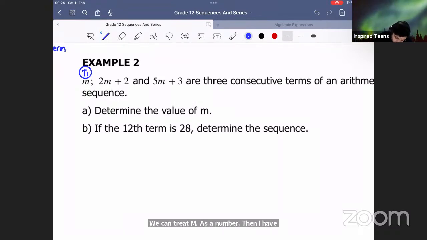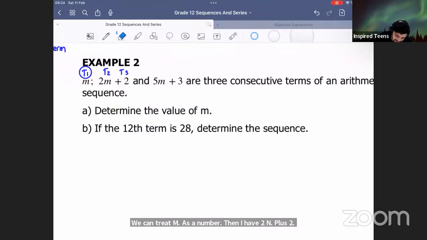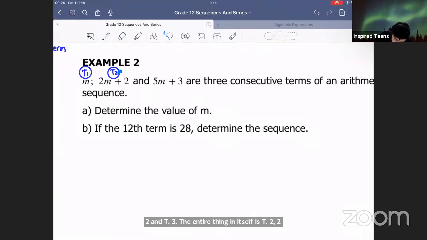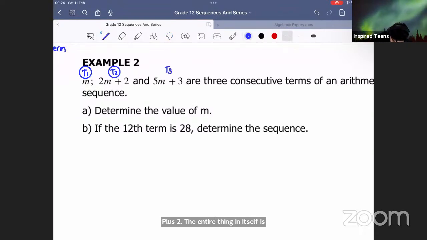Then I have 2m plus 2. Now, this is not T2 and T3. The entire thing in itself is T2. 2m plus 2. The entire thing in itself is T2, right? Then we have 5m plus 3. That's T3. Okay, these are 3 consecutive terms, so that's really important.